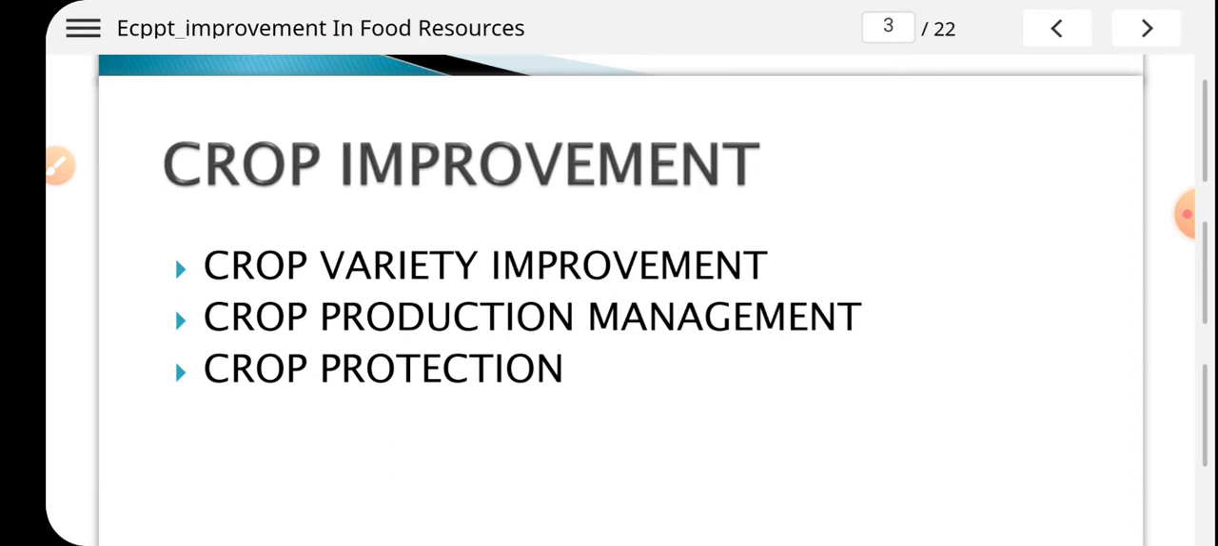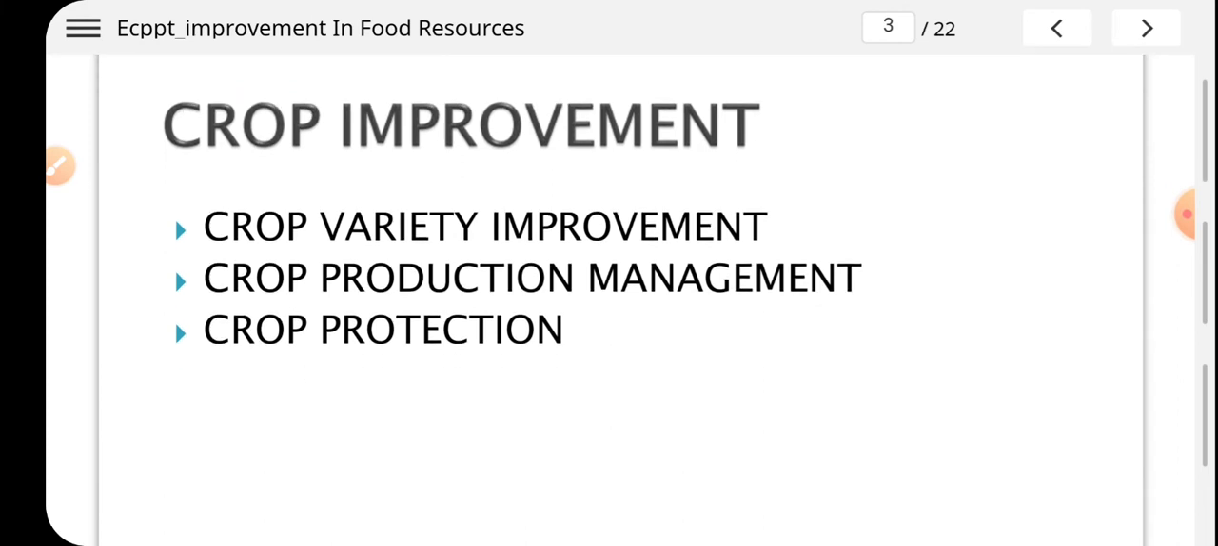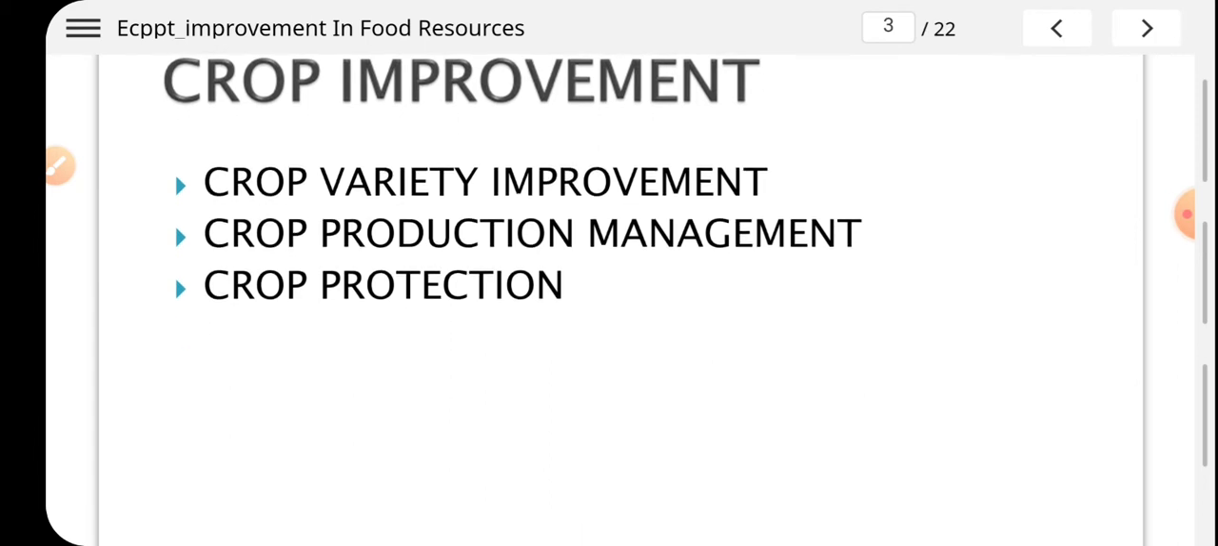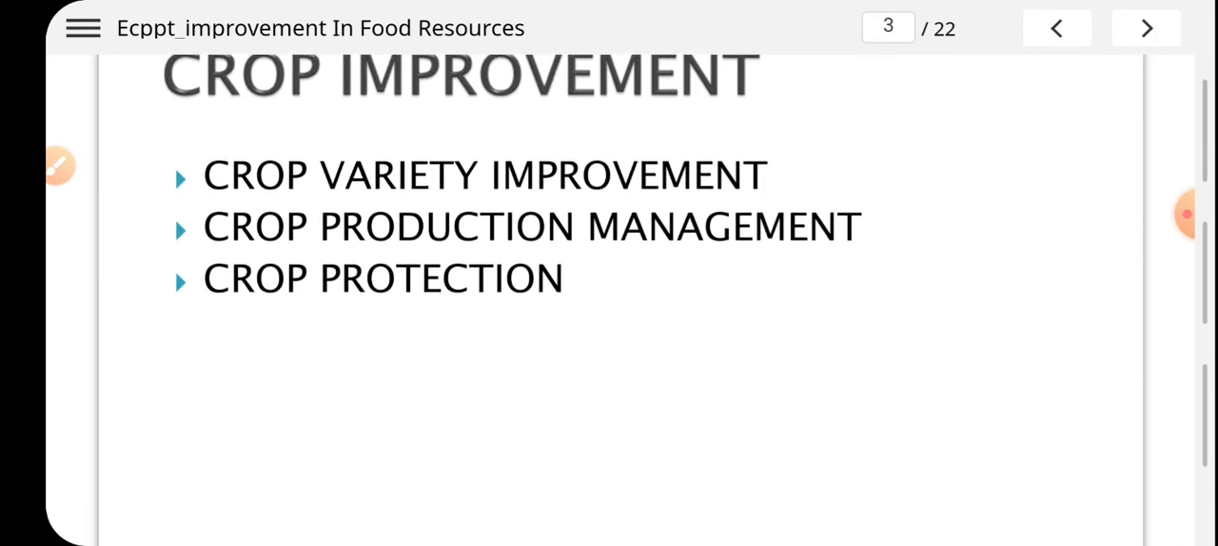Why is crop improvement essential? As the population is increasing, the demand of food is also increasing. So in order to feed that demand, crop improvement is essential, and this can be done with the help of three methods: crop variety improvement, crop production management, and crop protection. All three are important to improve the quality.